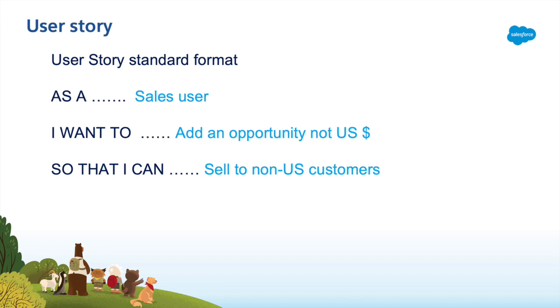The same is true for user stories. A user story has a very standard format. As a, in this case, sales user, I want to add an opportunity that's not in US dollars so that I can sell to non-US customers. And this user story is the technical specification. The requirement is the business specification. The user story is the technical specification, and that's what gets passed to the development teams who either code or configure it to build the application.